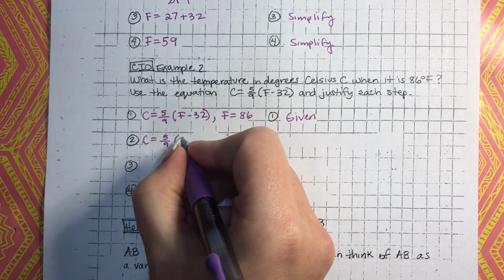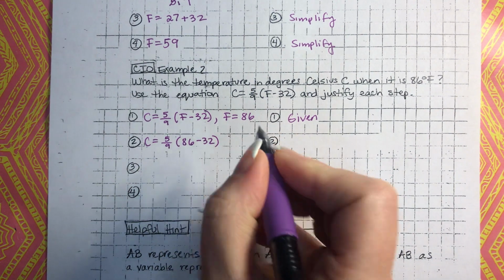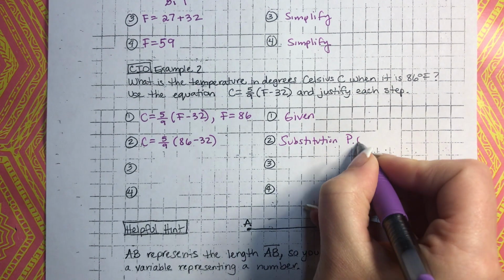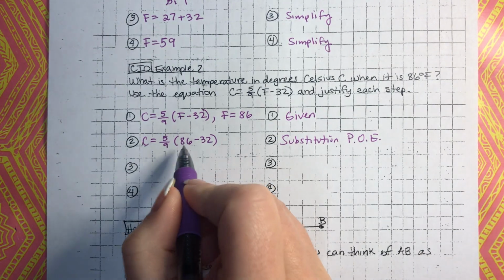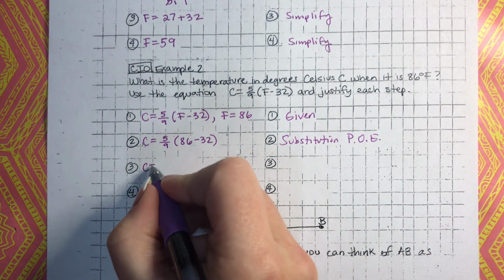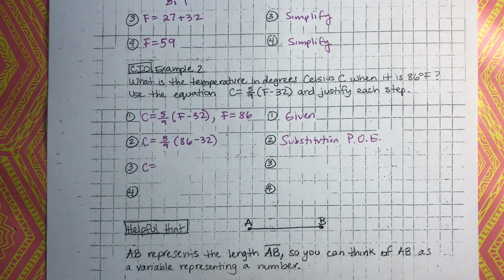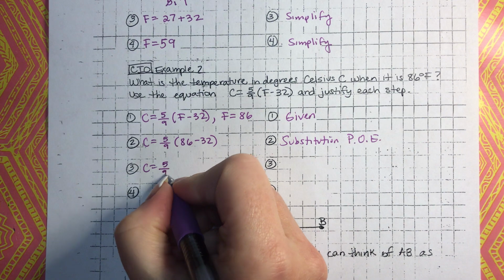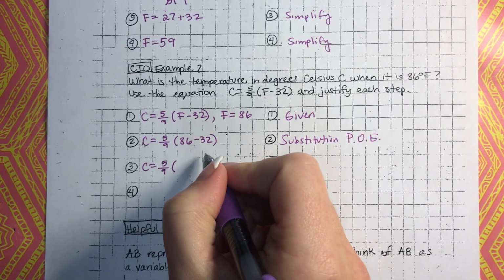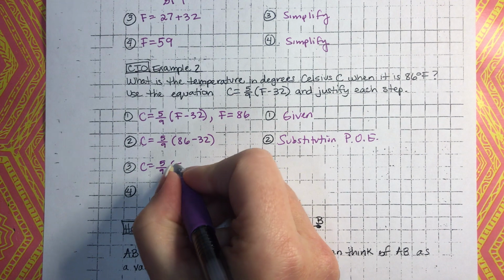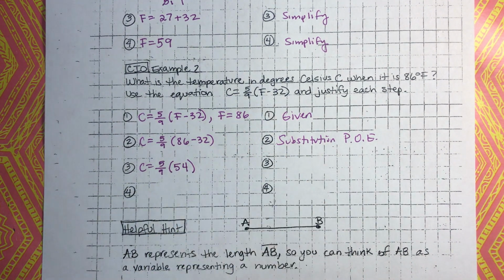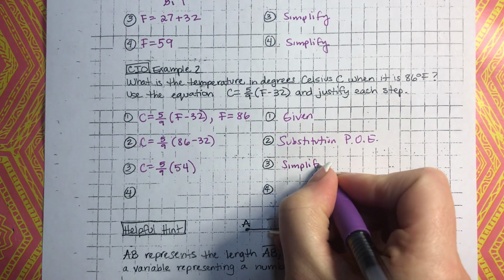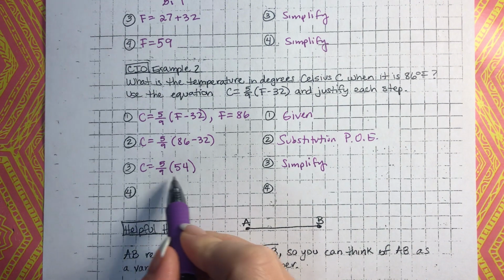We're substituting 86 in for F. So substitution property of equality. And then we have to just simplify this. So we're going to do the order of operations, which would mean we'd have to do those parentheses first. So 86 minus 32 would give us, what, 54? Yeah. And we can do that because we just simplified. That's the reason.